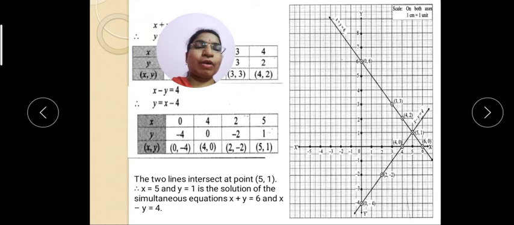So in this way you have to plot. Scale should be proper. Draw the x-axis and y-axis properly. Don't keep different distances between the two coordinates. It should be the same, that is 1 unit. And after finding the points, plot the points on the graph and draw the line. After drawing both lines, find out the solution. Solution means what? The intersection point of these two lines is the solution of the given simultaneous equations.